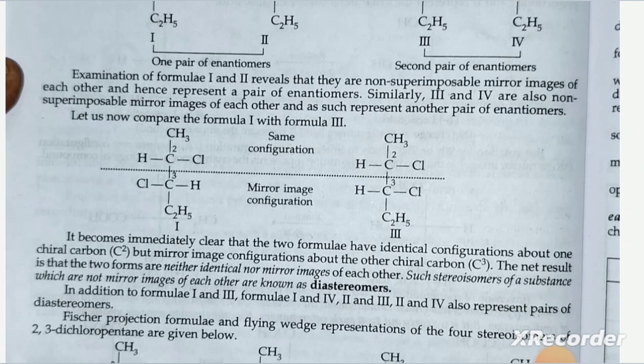Let us now compare formula first with formula second. It becomes immediately clear that the two formulas have identical configuration about one chiral carbon, C2, but mirror image configuration about the other chiral carbon, C3. The net result is that the two forms are neither identical nor mirror images of each other. Such stereoisomers which are not mirror images of each other are known as diastereomers. In addition, formulas first and third, first and fourth, second and third, and second and fourth also represent pairs of diastereomers. Fischer projection formulas and flying wedge representations of the four stereoisomers of 2,3-dichloropentane are given below.